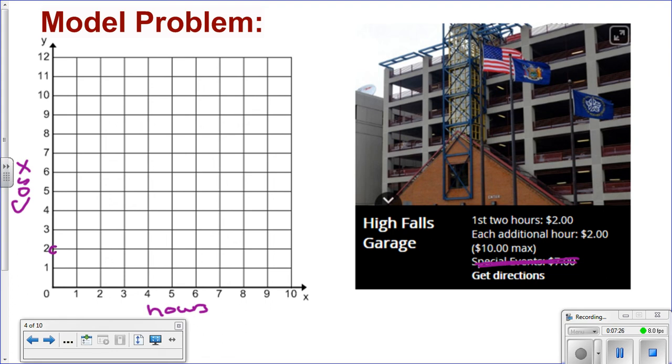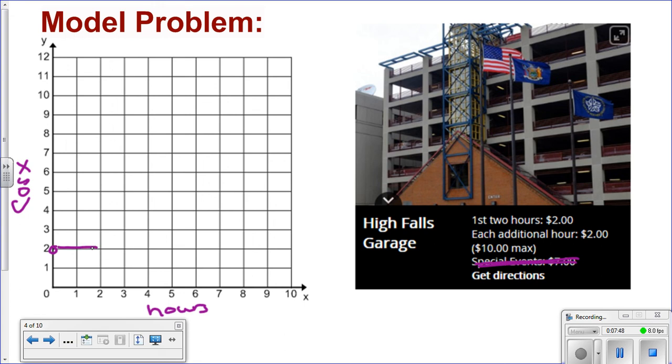Now, if I'm at 0, that means I'm really not parking at all. I'm not even pulling in, because you pull in, you're going to be at however many seconds. So right here, 0, it's not going to cost you anything. But the minute you pull into that garage, any seconds beyond that, it's going to cost you.